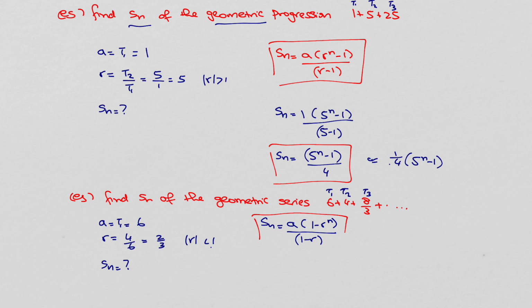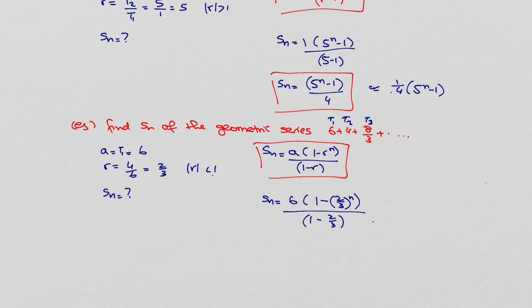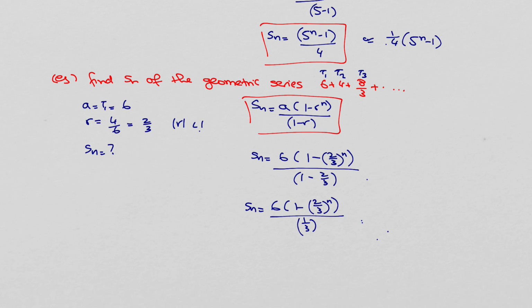So subbing in our values, we would have sum to n terms 6 times 1 minus 2 over 3 to the power of n over 1 minus 2 over 3. And therefore we have 6 times 1 minus 2 over 3 to the power of n over 1/3. So dividing by a fraction, we're going to turn that upside down and multiply. In other words, we're going to multiply the top and the bottom by 3. And therefore that's 18 times 1 minus 2 over 3 to the power of n.